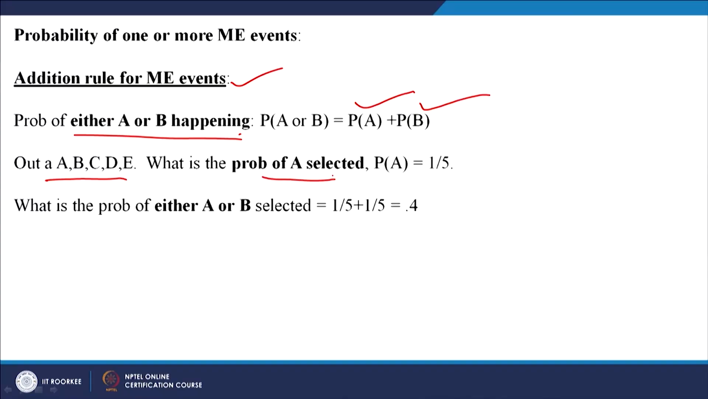Let us say there are 5 students. The probability of A getting selected for placement is 1 by 5. A or B selected is just the summation of these two. Or A or D selected is again 0.4. So this is 1 by 2 and 1 by 2 is 0.4.